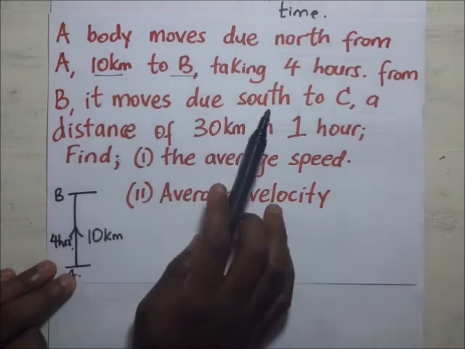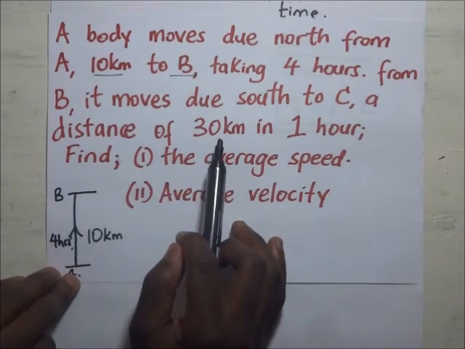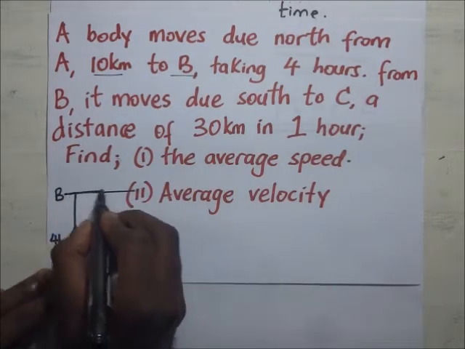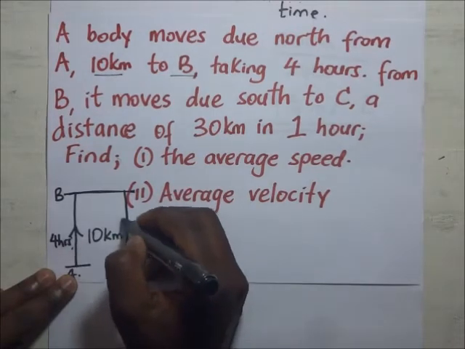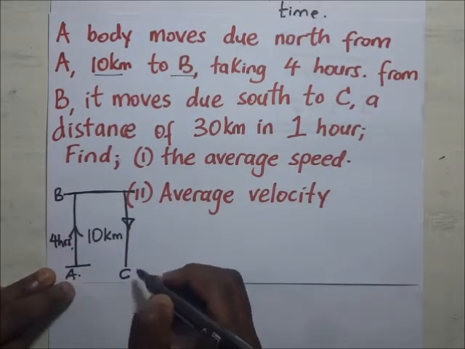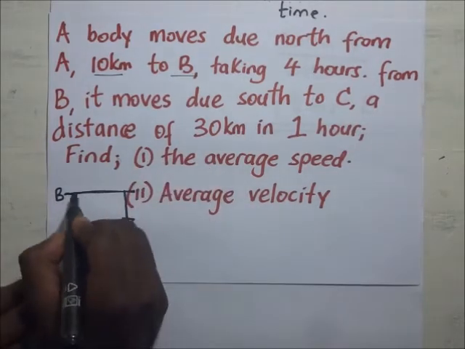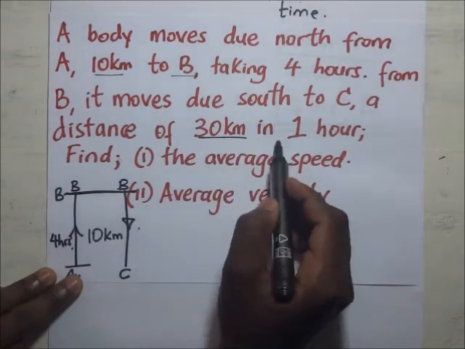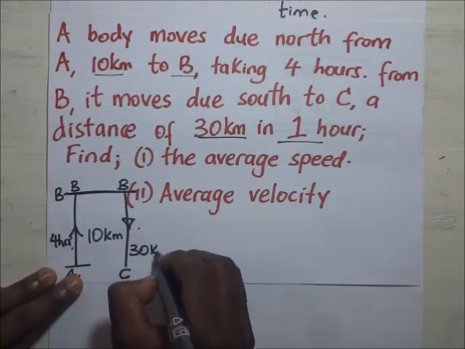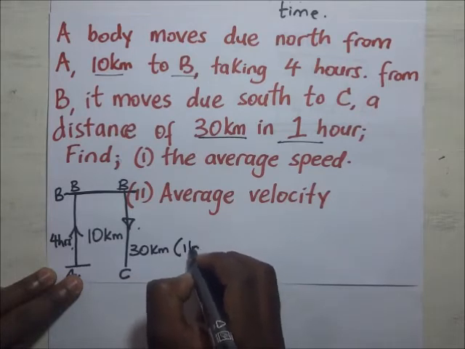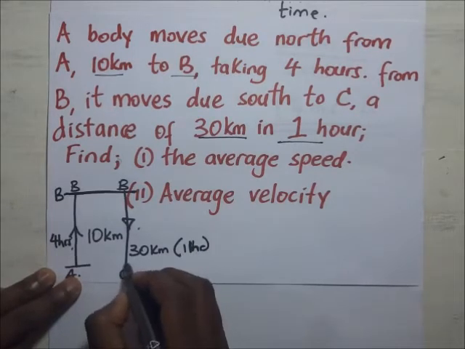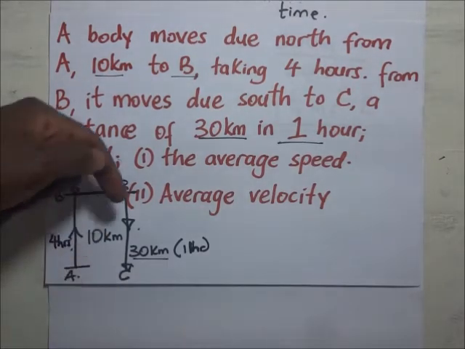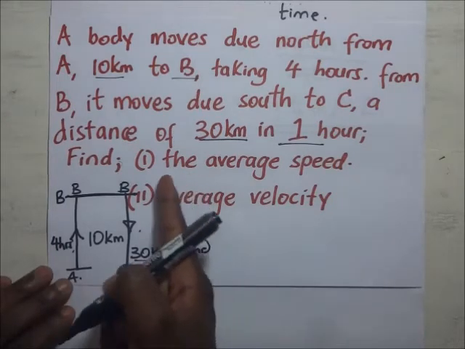From B, it then moves due south to C at a distance that is 30 kilometers in 1 hour. So as it comes up to B, it's going to move back down to another point C. It is moving from this point B down to C, which is 30 kilometers in 1 hour. Now this is 30 kilometers, this is 10 kilometers, this is definitely lower than that. This is longer. So we are supposed to find the average speed.